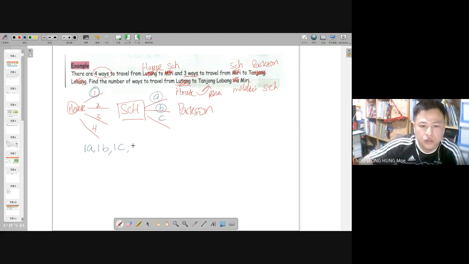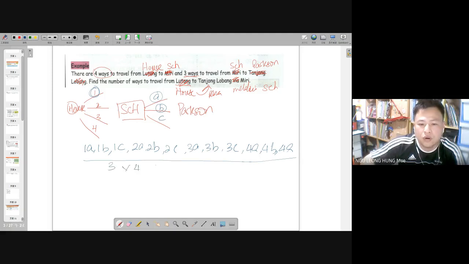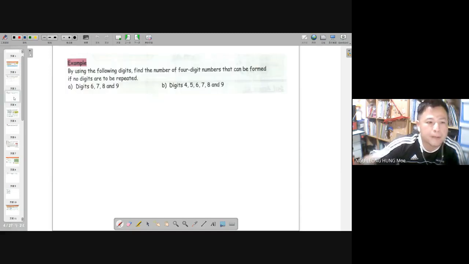Okay, good. And so on. You can also use 2A, 2B, 2C. Okay? 3A, 3B, 3C. 4A, 4B, 4C. You see, from your house you have 4 ways, but from school to Parkson you have 3 ways. Altogether, we will have 3 times 4, 12 ways. So this is multiplication. All right? Then next one.